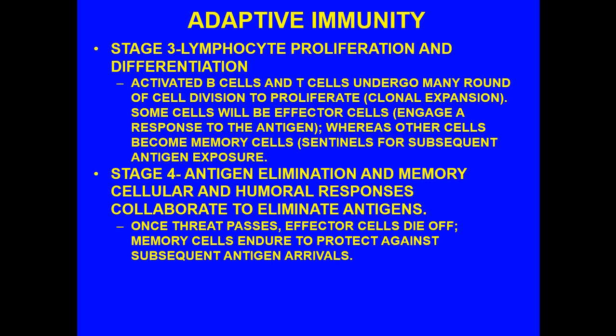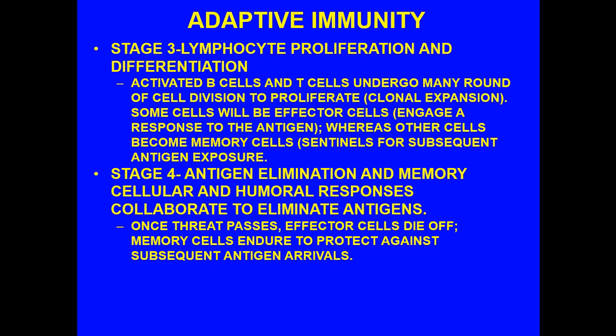But there's also going to be another class that's going to be made. These cells become what we refer to as memory cells. Memory cells are going to be sort of the reserve troops. They're going to be sentinels. They're going to wait out in certain lymphatic tissues. They're going to act as sentinels for subsequent antigen exposure so that when the next round of exposure occurs, they're going to start activating, and activating strongly and quickly, to that reintroduction, shall we say, of the same antigen or the same pathogen.